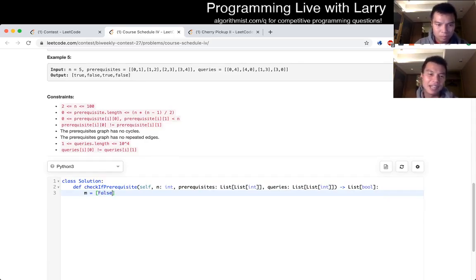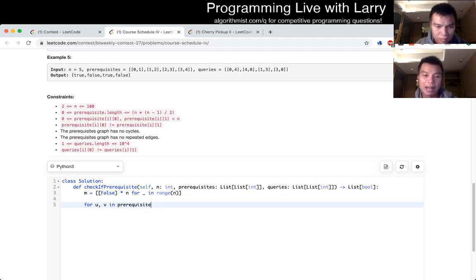And I was thinking, well, that's just all pairs. For every vertex, can you get to another vertex given the prerequisites, right? And it only tells you that the prerequisite graph has no cycle, no repeated edges. So what I ended up implementing is this algorithm called Warshall's algorithm.